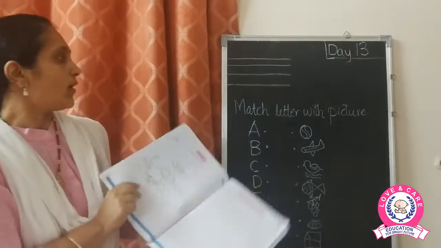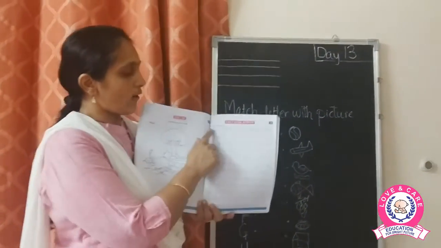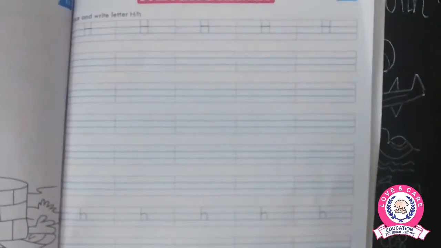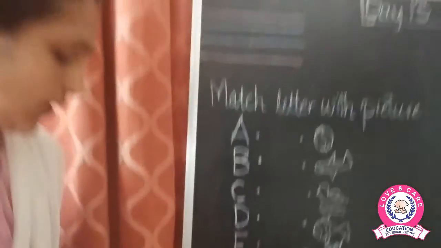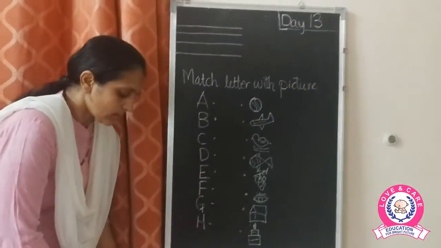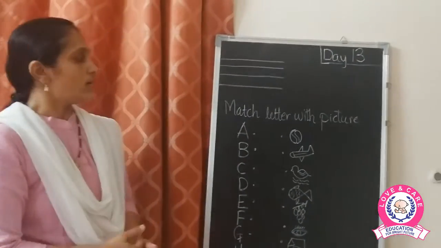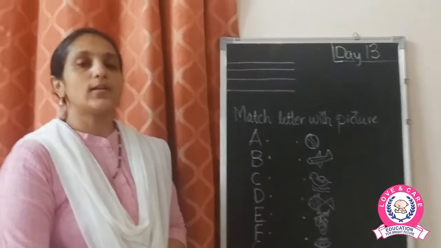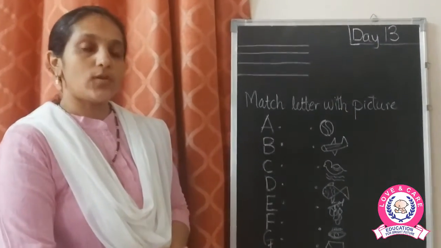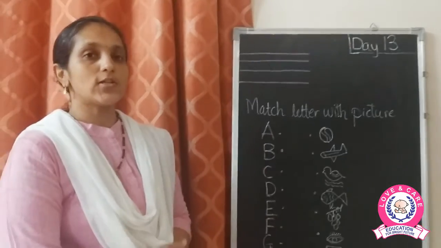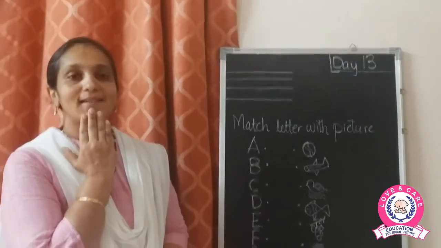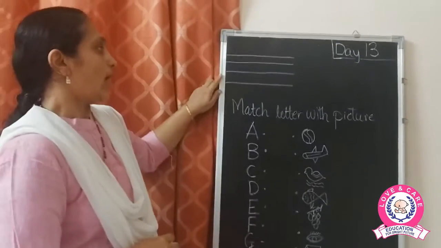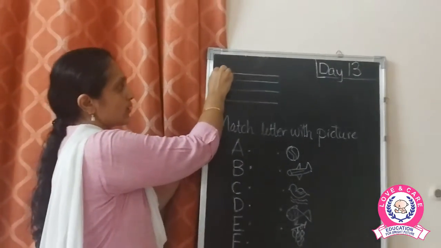Okay children, now here you have a worksheet page of H. We have already learned the letter H. One more time we are going to do the formation of H, and before that we will say the phonic sound. We'll do one more time the phonic sound of H, that is H. H says H.